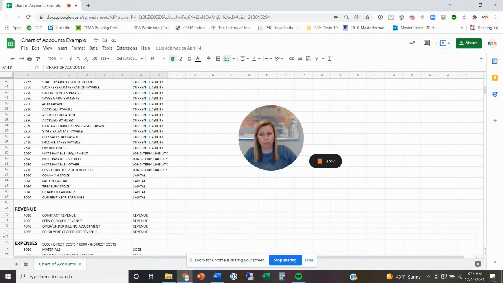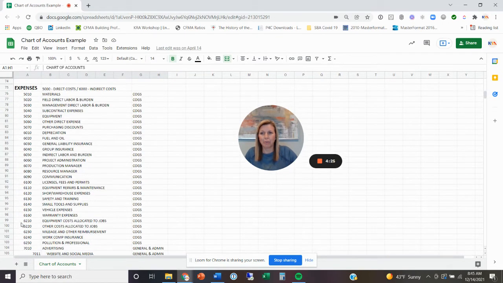Your 4,000s are going to be revenue. And you'll see here we have regular contract revenue, service work. So depending on how you're breaking out, you may track your revenue differently. Maybe you are residential and you do roofing and windows and siding. Maybe you want all 3 of those revenue pieces broken out. Maybe you are an electrical contractor and you do high voltage and low voltage plus service work. Maybe you want some of those broken out differently. So depending on how you want it broken out, and then you're going to have your over-under billing adjustment, prior year over-under billings. And here's where we get into expenses.